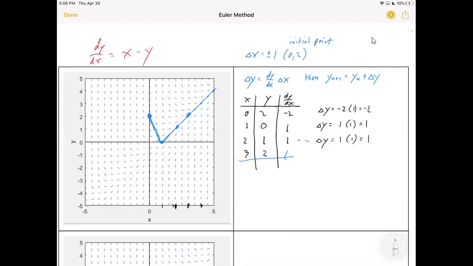Well, now there's another thing we can do. We should be able to go backwards. If we start at (0, 2) again, we should be able to head in the opposite direction. To do this, delta x is -1. So delta y is -2 times -1, which is +2. So that means when we head in the negative direction, by the time we get to x equals -1, y should be at 4.